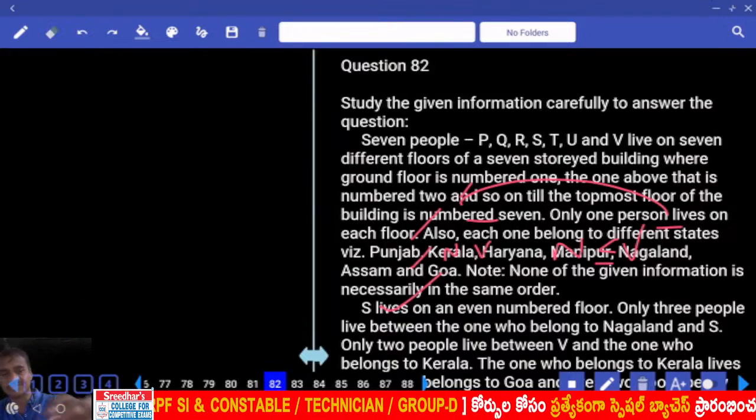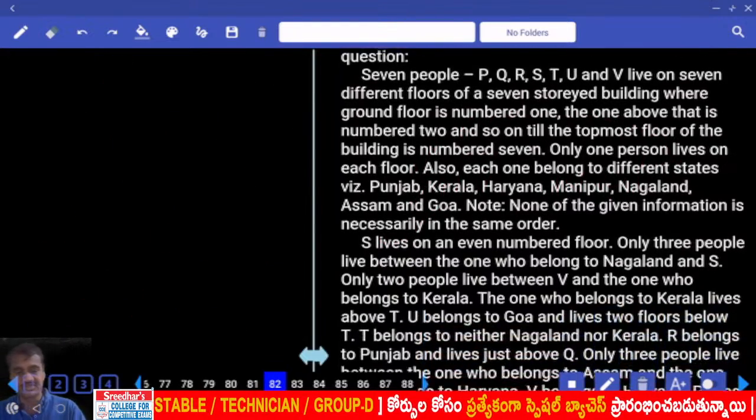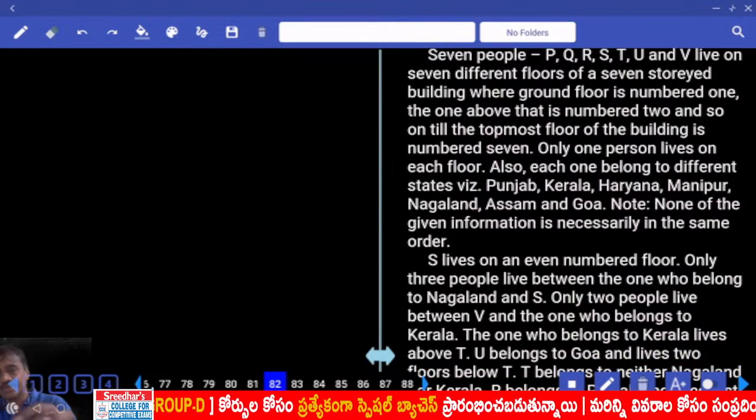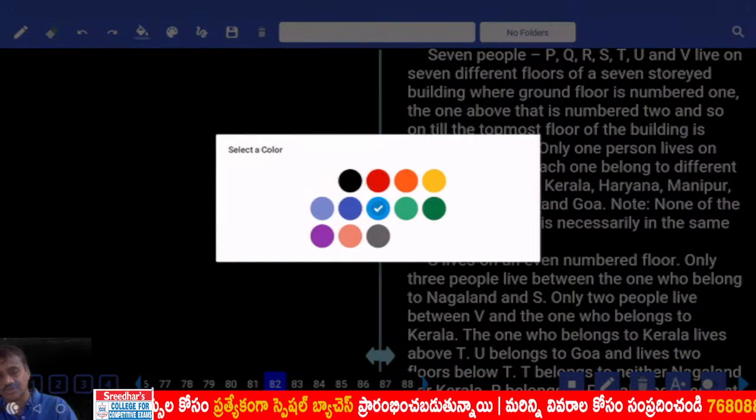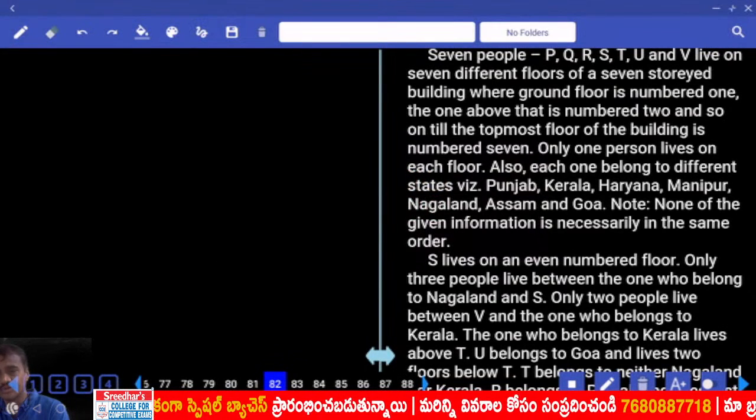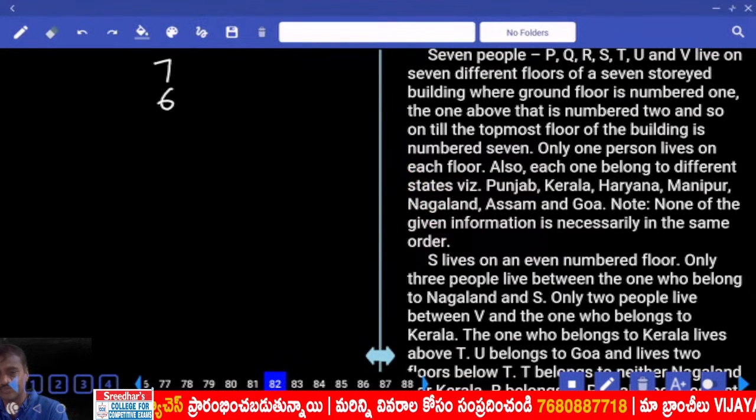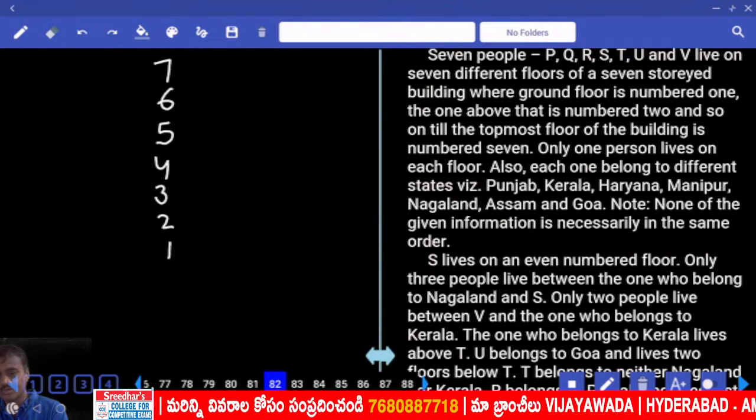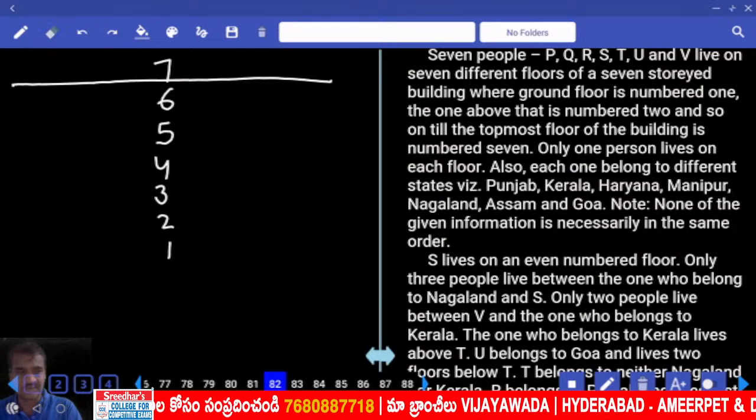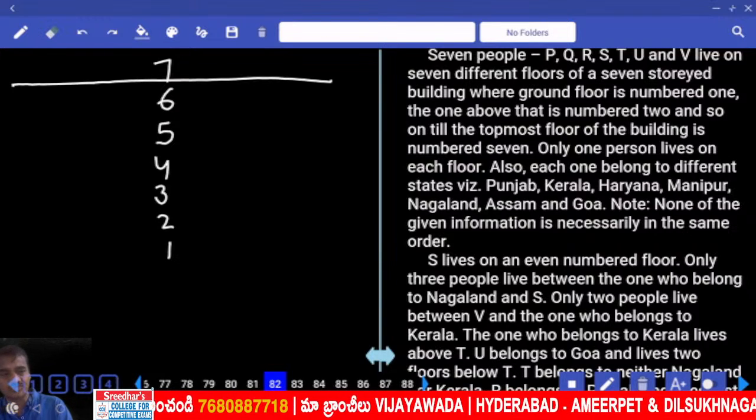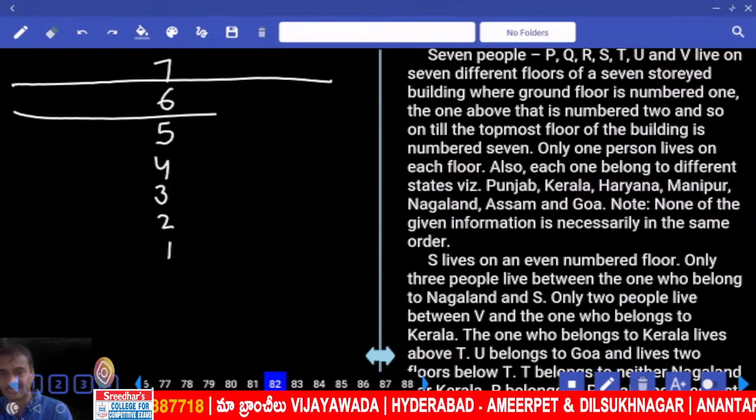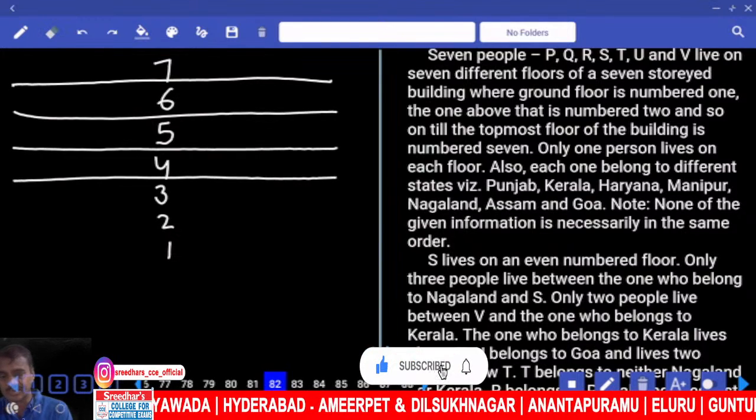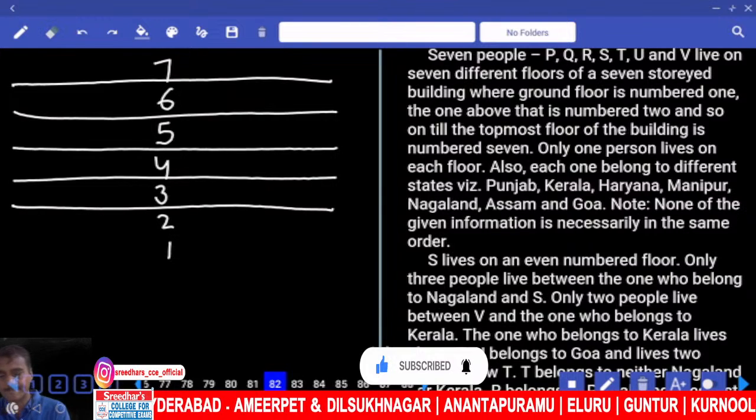Then 82 onwards, there are 7 people living on 7 different floors of a building. And there is a parameter added to this one. As a parameter is added, first are the second priority. Now 7 persons are staying on these 7 different floors. Now 7, 6, 5, 4, 3, 2 and 1. And each one of them belongs to a different state. 7 persons, and they belong to 7 different states, were given. Then coming to condition number 1 in this.